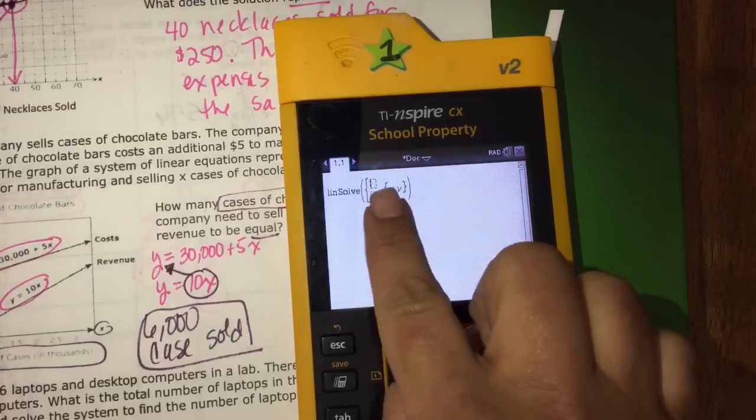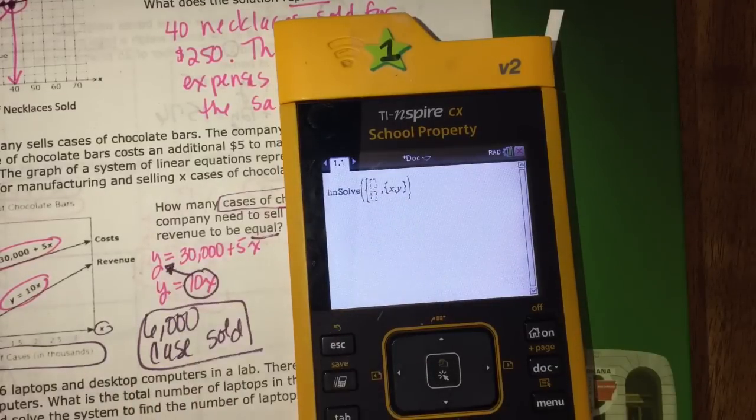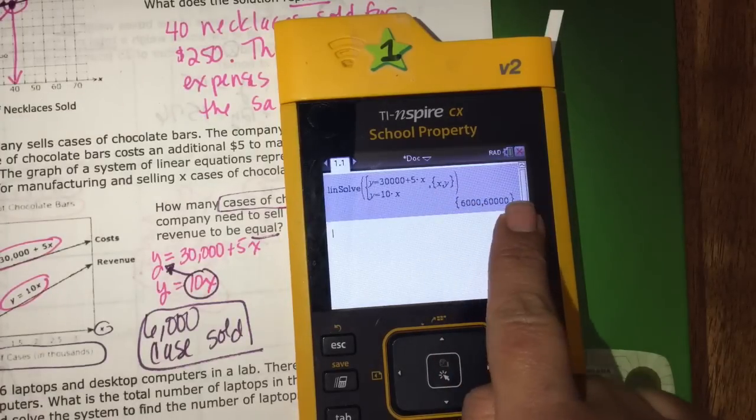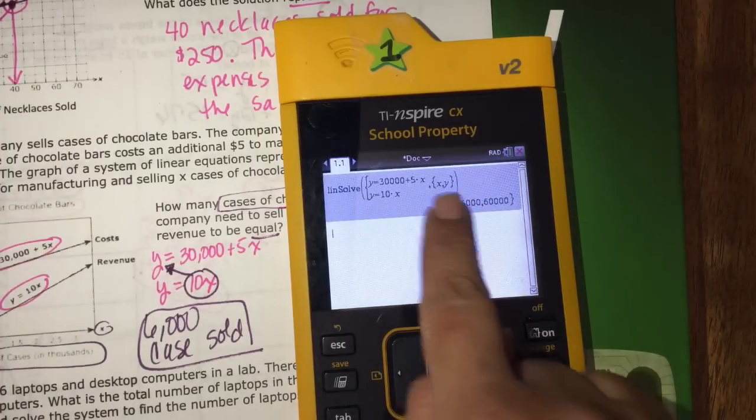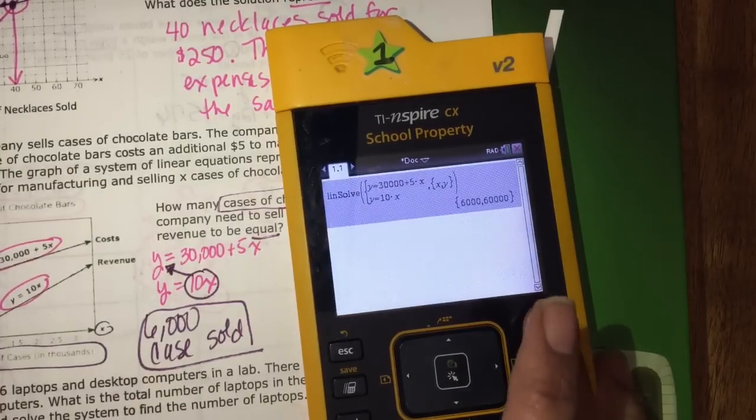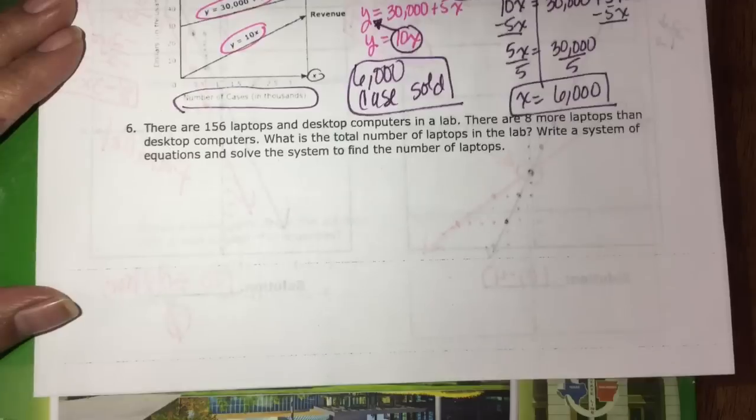So now on the top part, we're going to write our first equation that we got. So it's y equals 30,000 plus 5x. And then the second one, y equals 10x. Push enter. There's your solution. The x is the first number, the y is the second number. All we need to find is the value of x, which is 6,000, and that's what we got for our answer. So it's correct. Question 6.